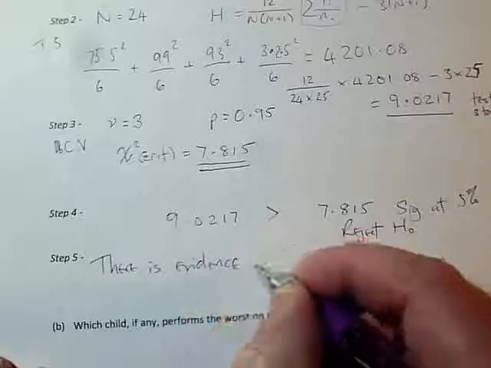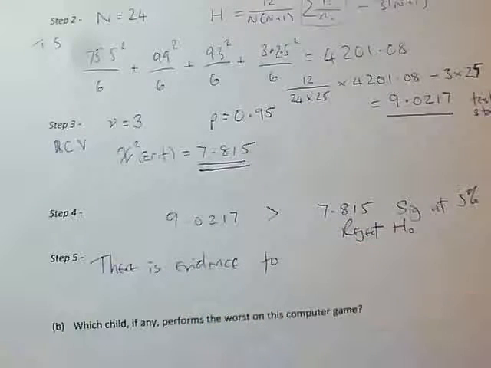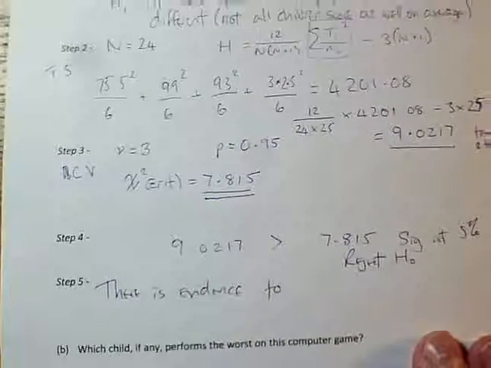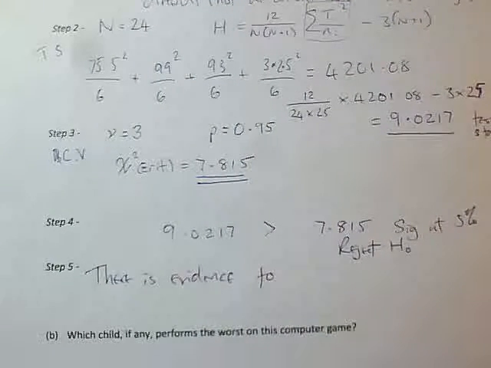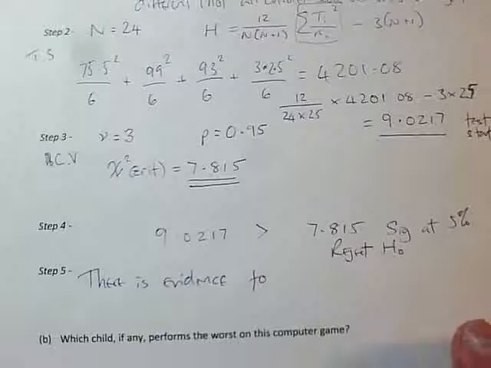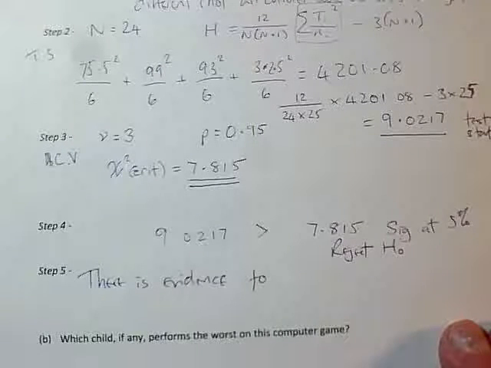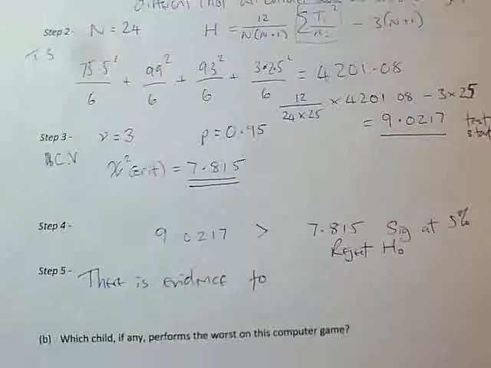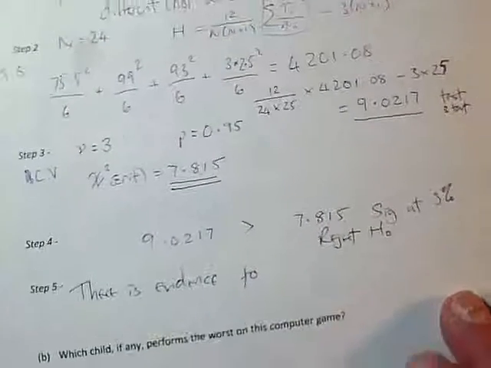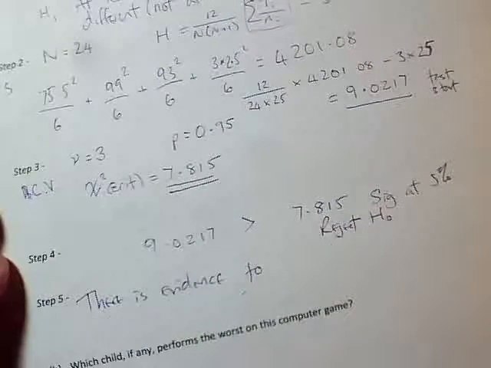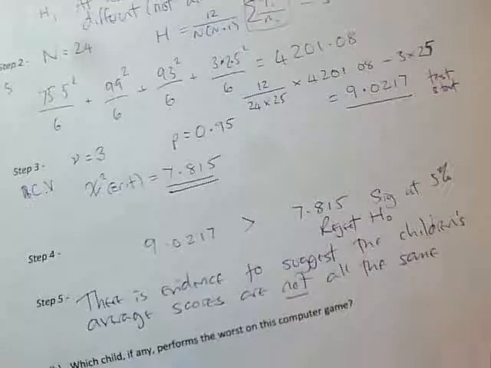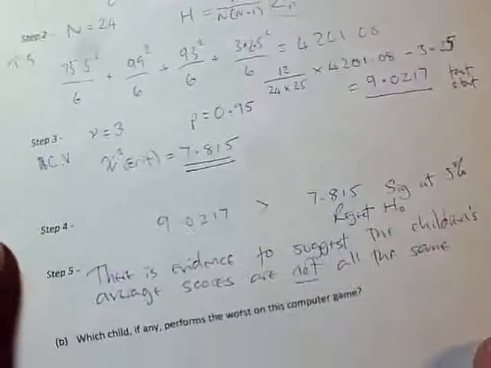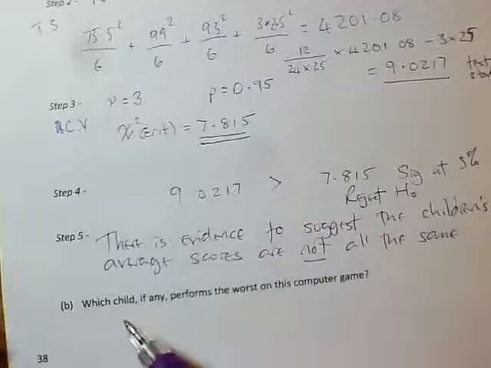The evidence is that, I've got to put this in context, so yes, it's true that it means that the data don't seem to have come from identical populations, but that suggests that there is a difference in the average scores of the children on the games, so that's what I'm going to write. So average scores not all the same. Some of them might be, but we don't think they all are. And then it asks us to account for that.